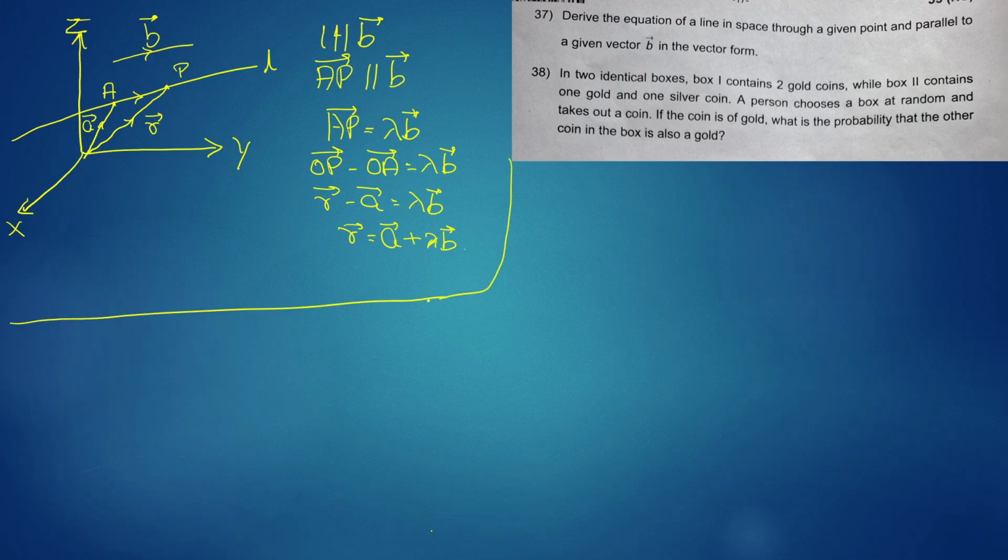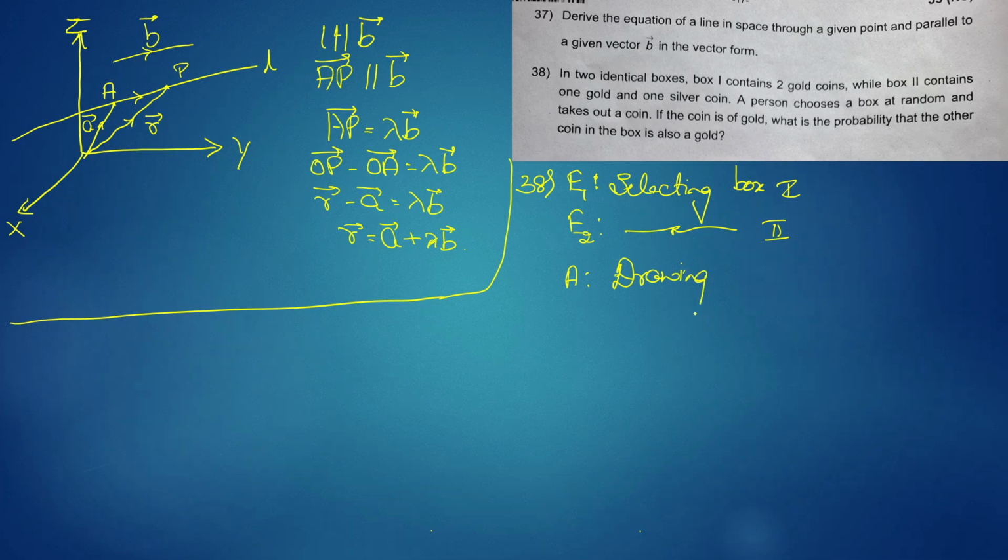Now move on to the 38th question, which is based on probability, that is mainly on Bayes theorem. They have given there are two identical boxes. Let us consider E1 as the event of selecting box 1, E2 is the event of selecting box 2, and A be the event of drawing a gold coin. Then the probability of E1 is equal to probability of E2, which is equal to 1 by 2, because there are two boxes and selecting each box is 1 by 2.